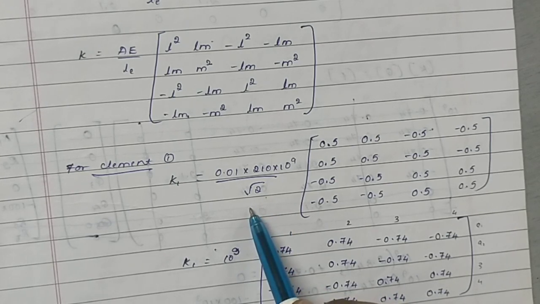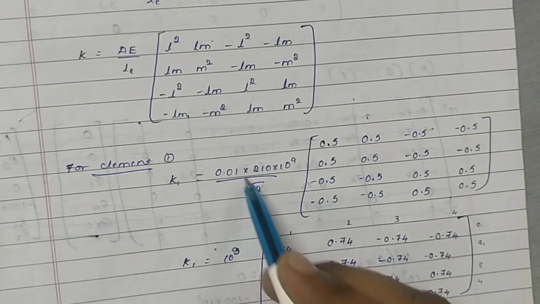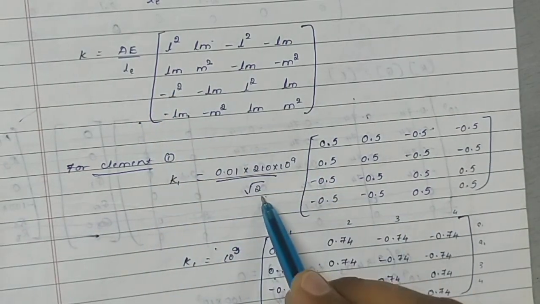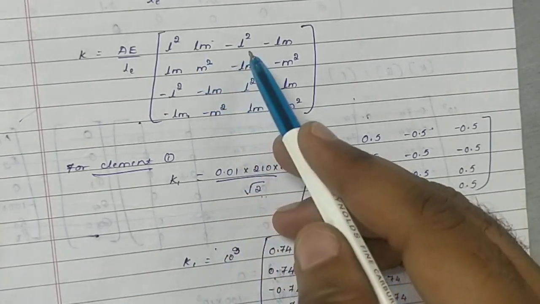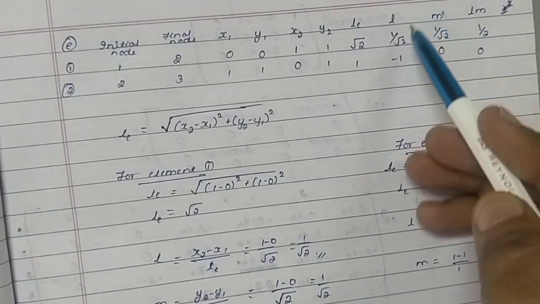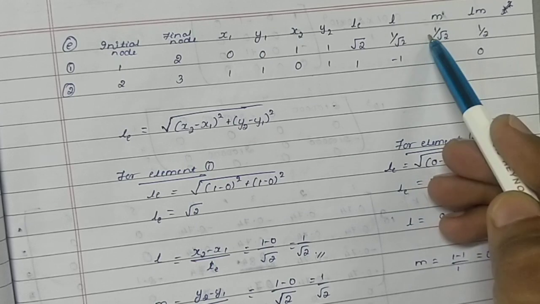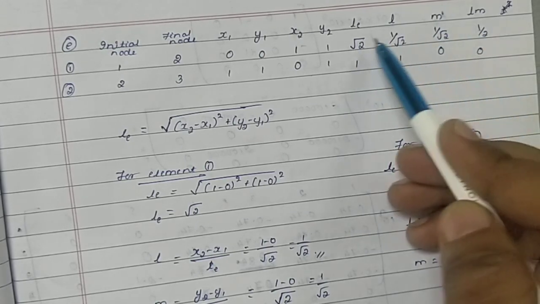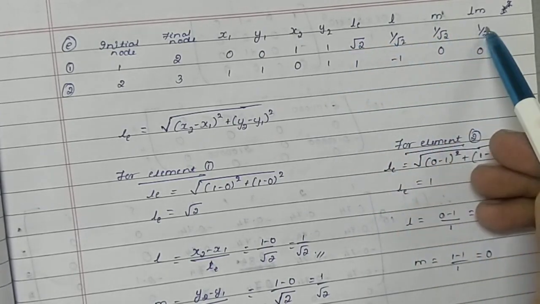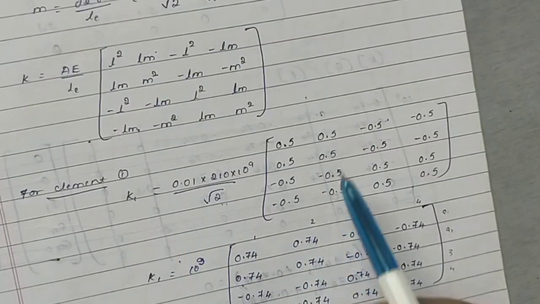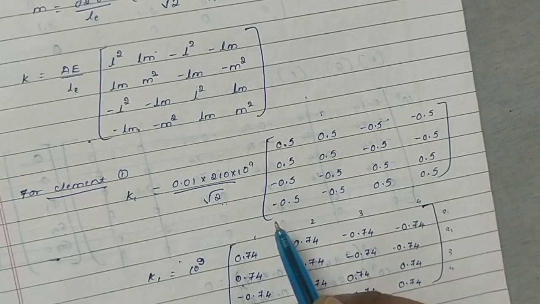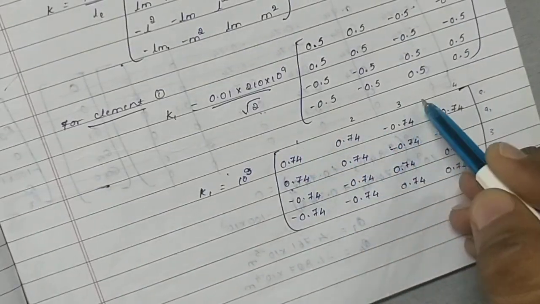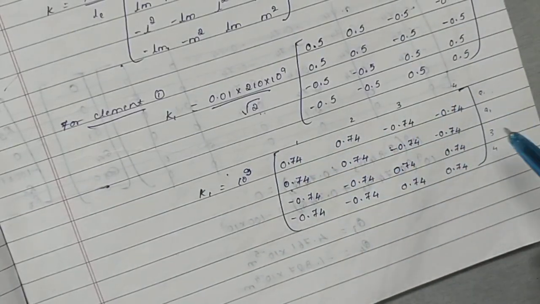LE is for the first element. You have to substitute for the first element. So substitute the L square, LM, minus L square, minus LM terms with the values of the first element only. Okay, so this is for the first element. Just substitute it and then simplify it. Write its coordinates 1, 2, 3, 4, 1, 2, 3, 4. That is Q1, Q2, Q3, Q4, Q1, Q2, Q3, Q4.